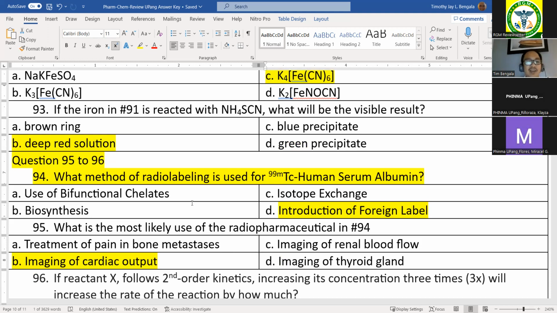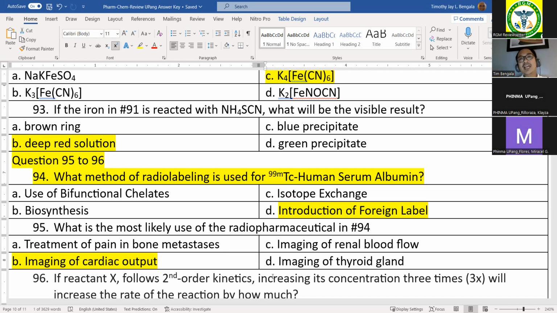So number 95, dahil again albumin, so blood flow. Blood flow. So dito naka-highlight sa ating ano. So A and D are impossible, no? So hindi sila for blood flow. Bakit hindi na siya pwede for letter C?